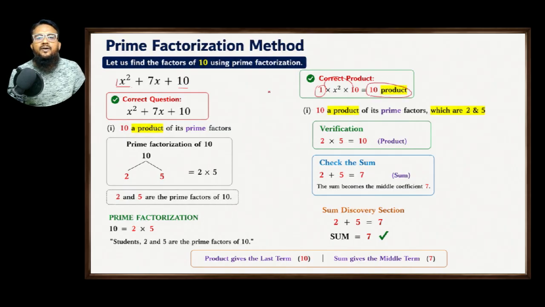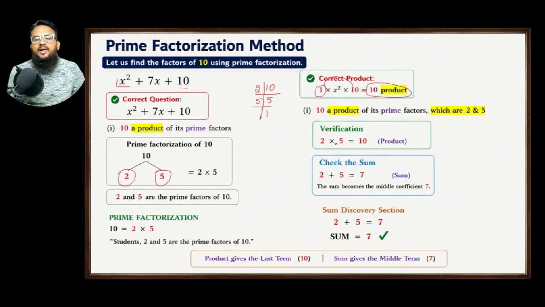What is the next step? We take out the prime factorization of this product 10. That is 2 multiplied by 5, and 5 ones are 5. So the factors are 2 and 5. So we discovered 2 and 5. We didn't guess 2 and 5. Let us verify. 2 and 5 are the factors.